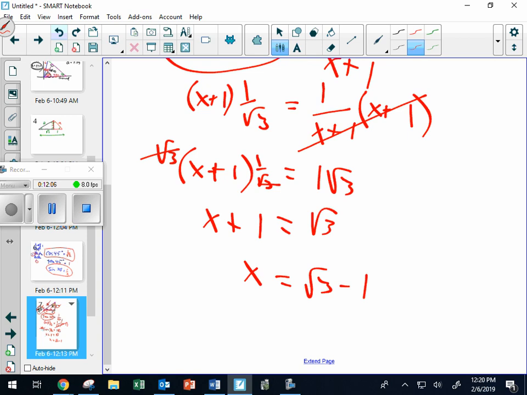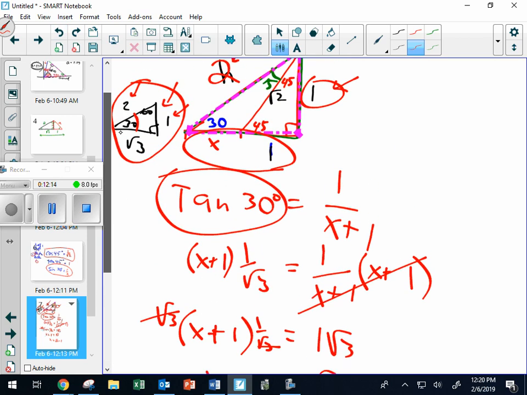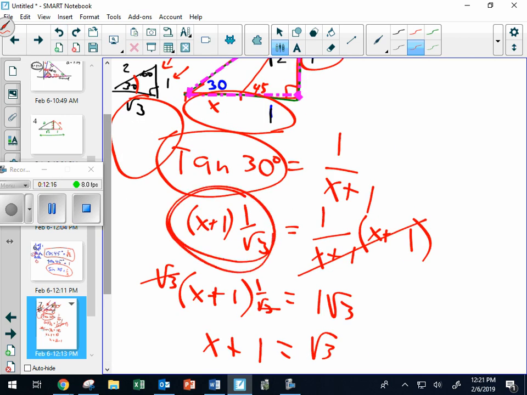Would it have been easier if I'd have said decimal? Sure, because you could have just right away swapped out this whole part here. You could have had 1 over square root of 3 as a decimal there, and it would have been a lot easier. Yes?